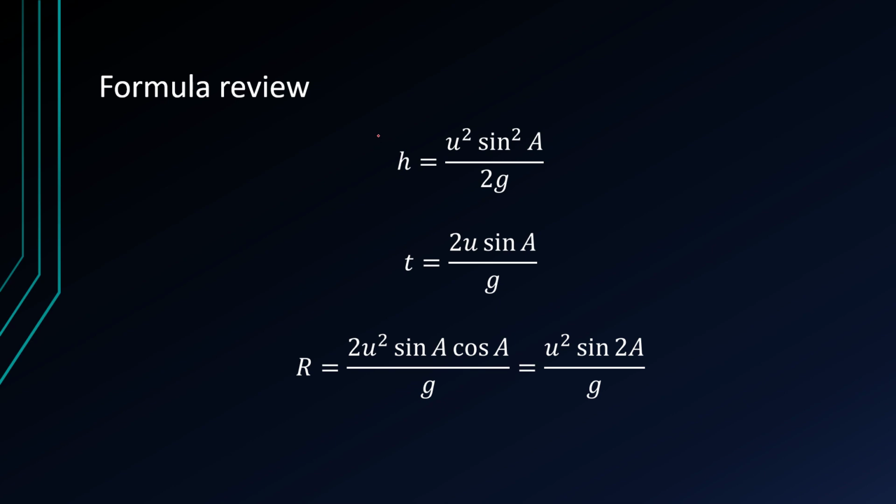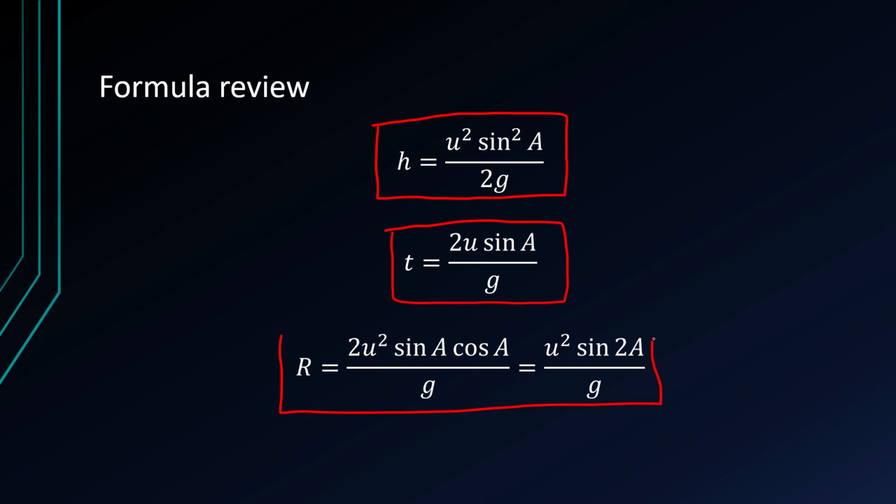So just as a recap, the formulas are maximum height u squared sine squared a over 2g, time of flight t equals 2u sine a over g, and range is 2u squared sine a cos a over g, or u squared sine 2a all over g.